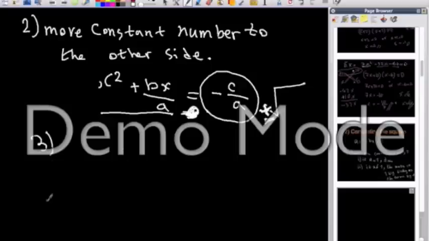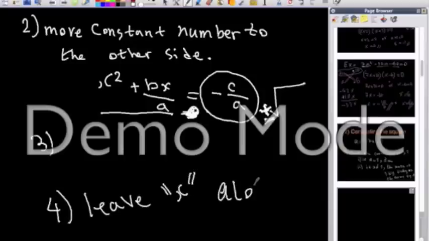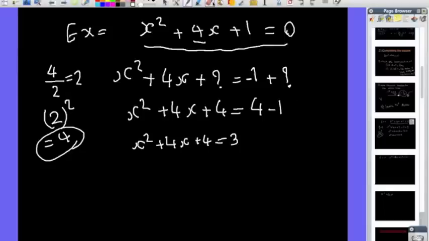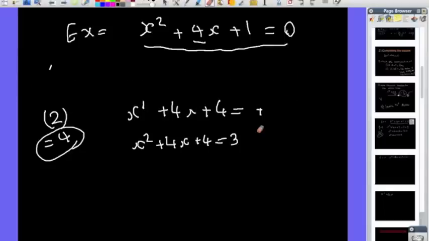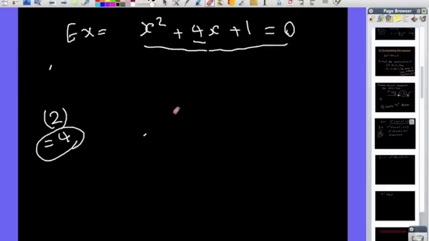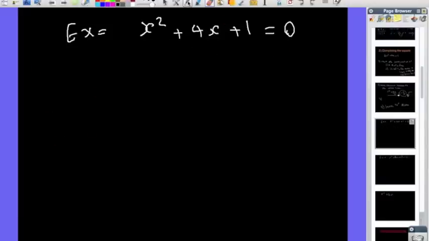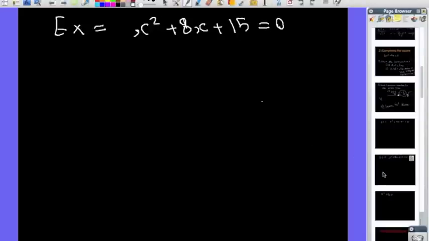And then the fourth step is to leave x alone. Yeah, that's pretty much all the 4 steps. Now, let's take a look at how to do the completing the square method. We've discussed the steps, but it's better to do examples. It helps you better understand the topic. So here there's an example.